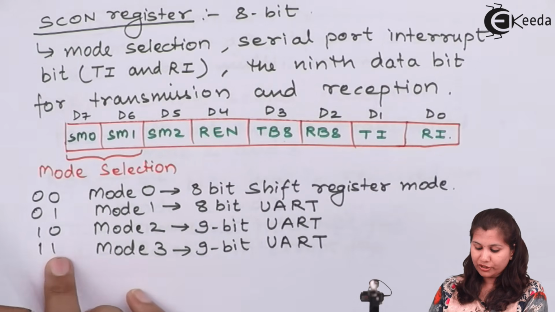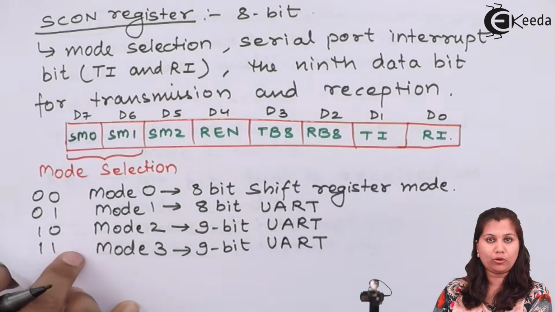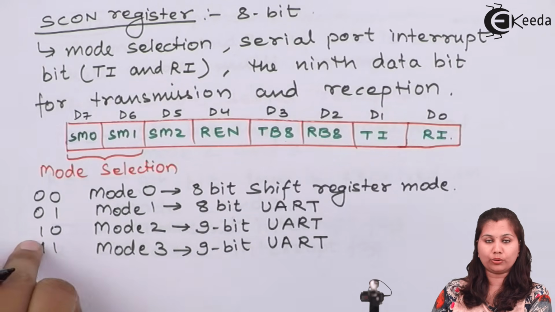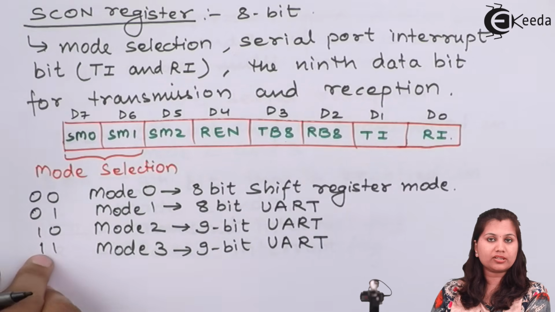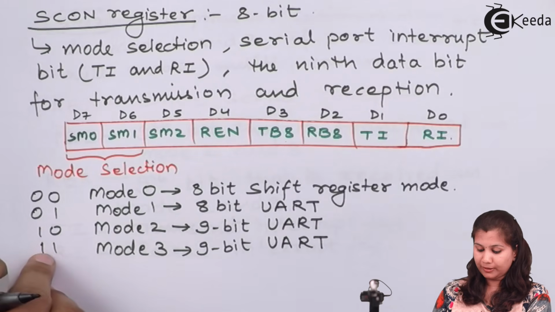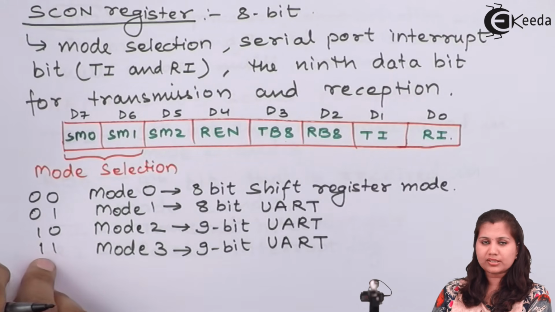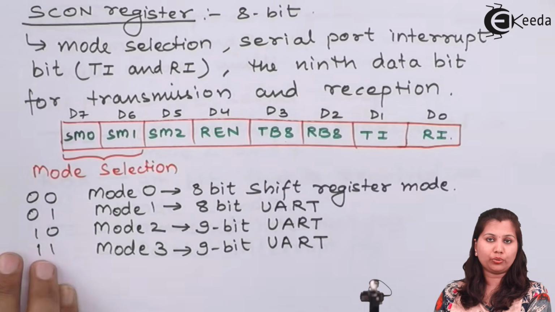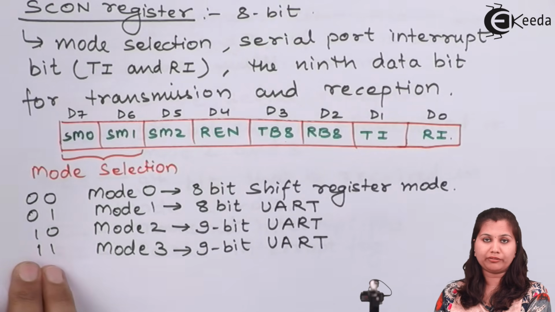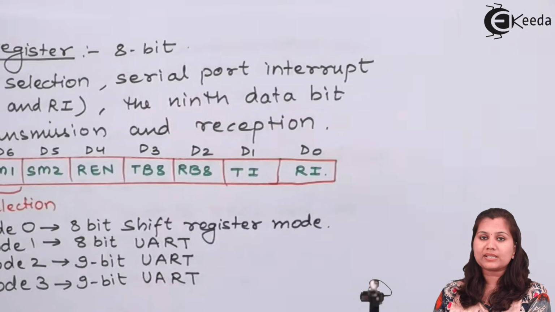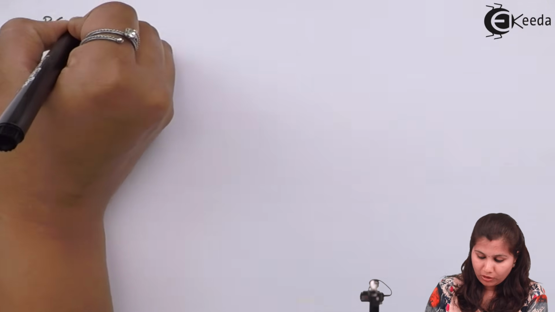The next special function register we have is the PCON register, that is the power control register. This register is also an 8-bit register. This register is used for controlling the power of the 8051 microcontroller, but there is one bit in this register which is used for serial communication also. Let's study about it. PCON register.